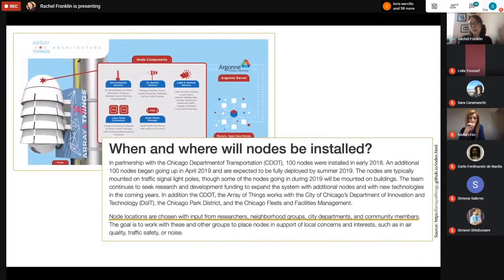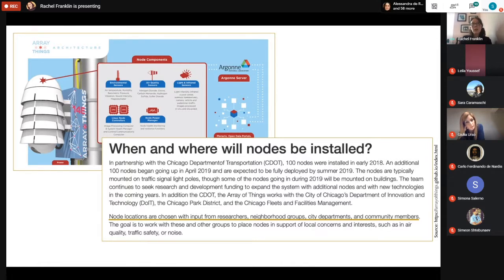Probably the smart city technology that most of you will have heard of is the Array of Things project in Chicago. This is funded by Argonne and I think University of Chicago. But again, they've placed 100 nodes already, with another 100 nodes that were supposed to be placed last year. But again, what I'm showing you here is the decision about where sensors were to be placed. And what they note on their website is that node locations are chosen with input from researchers, from neighborhood groups, city departments, and community members.